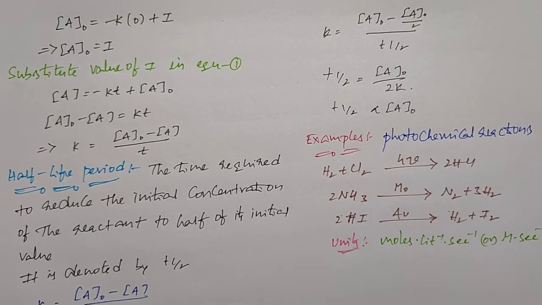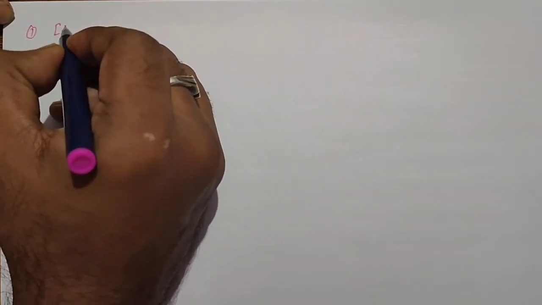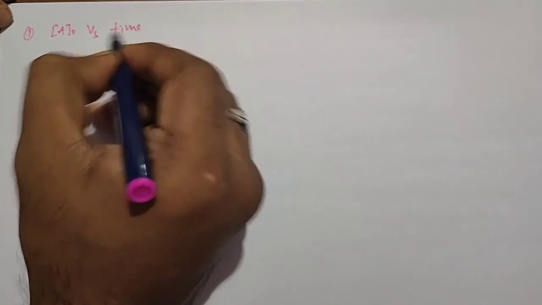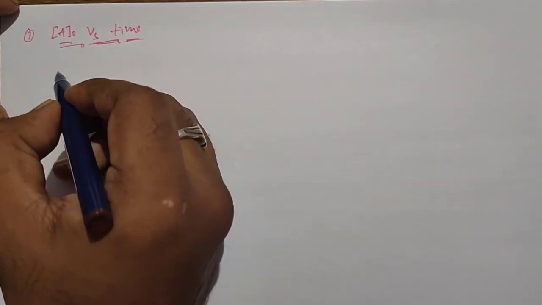So here I want to say one more thing. I will give some important graphs based on the zero order reaction. Now I give a few graphs related with the zero order reaction. So I take the first graph. The first graph is concentration versus time. The first graph indicates the graph between concentration and time.